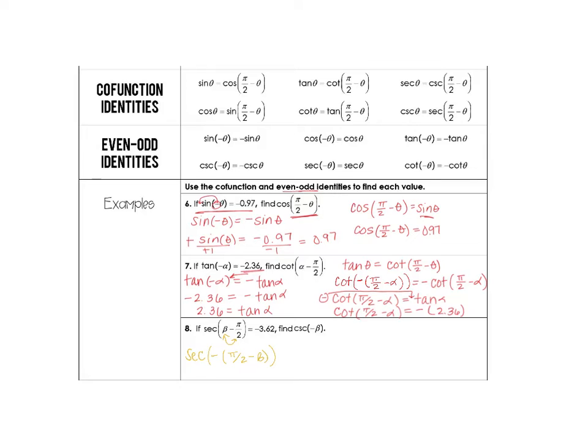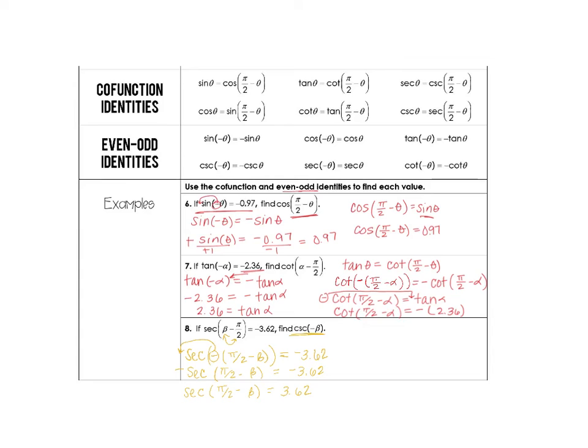And that's going to be equal to, if we bring down the other side, negative 3.62. And again, from our even and odd identities, that tells me this negative can move out. And that's going to be negative secant of pi over 2 minus beta is equal to negative 3.62. So notice those negatives do cancel, and I'm left with secant of pi over 2 minus beta is equal to 3.62. Now we're looking for cosecant of negative beta.